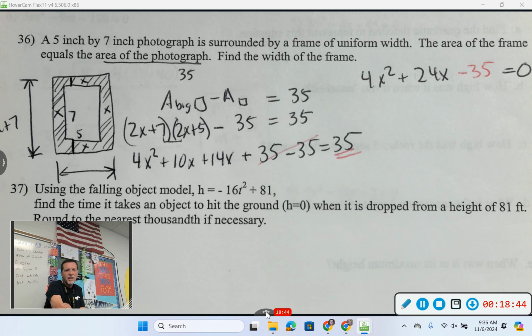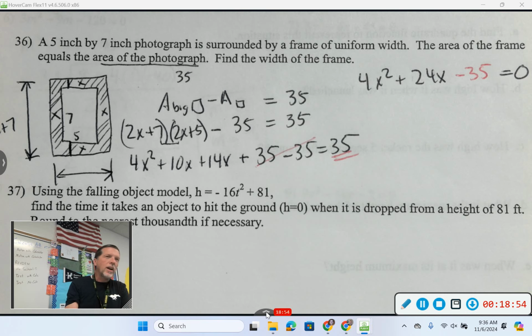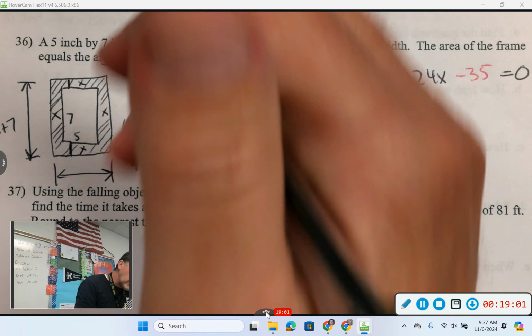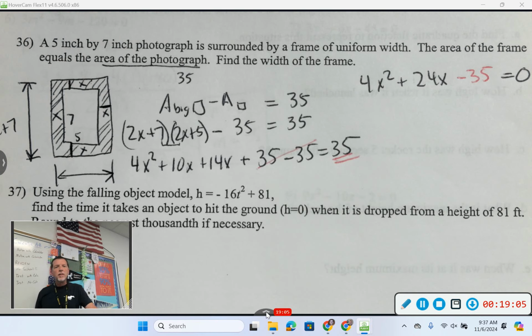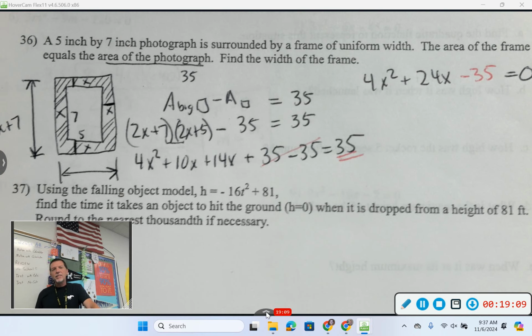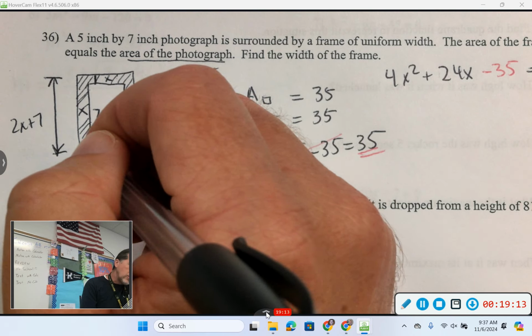Yes, sir. What's x the length of? Say that again? If 2x plus 7 is the length of the other side, what is x the length of? Yeah, X is the width of the frame. Like the whole frame? The whole, the frame, the outside. No, sorry. X is this width right here. This is the width of the frame. So you have a frame and a picture and then an outside dimension, but the outside dimension is the outer dimensions of the frame.